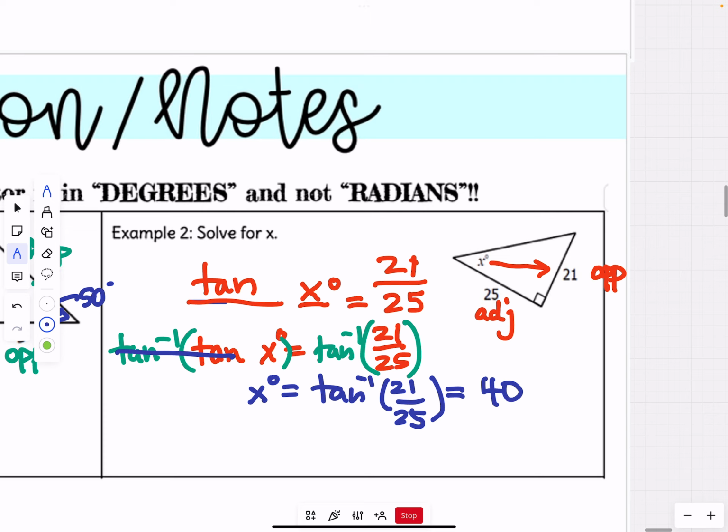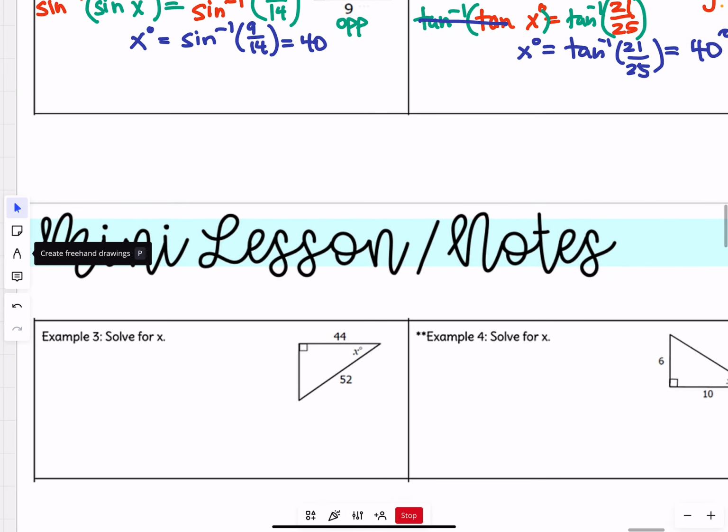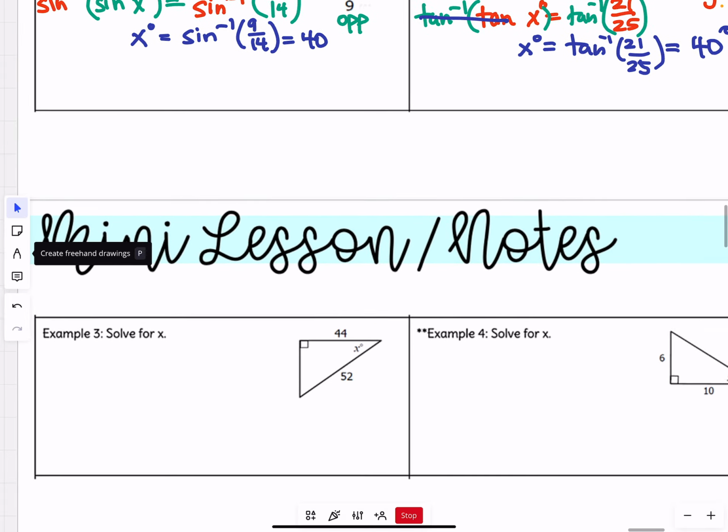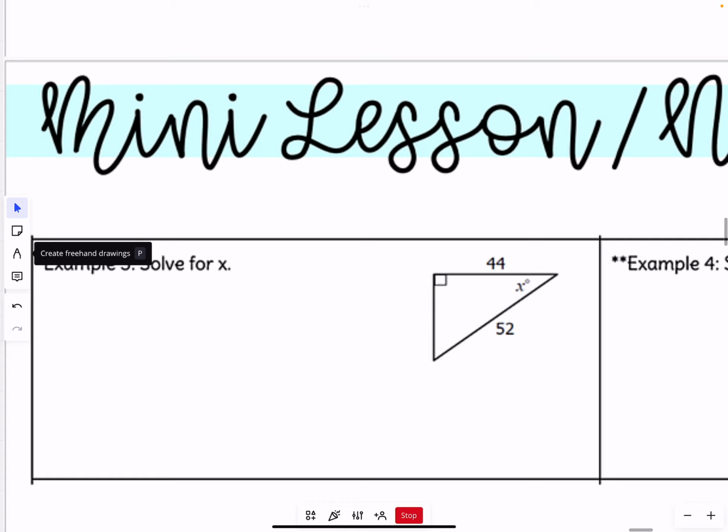But it's true. So our angle measure is going to be 40 degrees. All right, next one. We're going to do a couple more here.